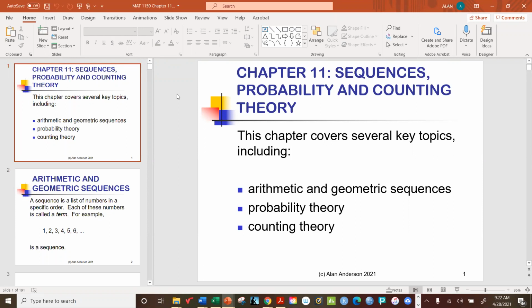The basic outline here is we'll be looking at what are called sequences. We also will delve into probability theory. And then finally, in the last case, something called counting theory, which you might think, well, what's so hard about counting? I know how to count, but it's obviously a lot more complicated than that. So we'll start with the arithmetic and geometric sequences. And it's possible you've run into some of this before.